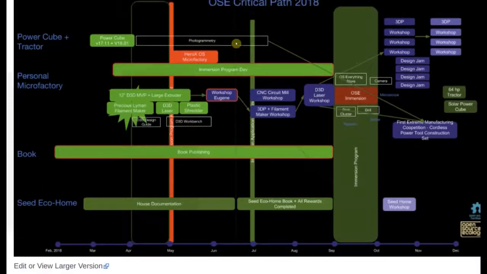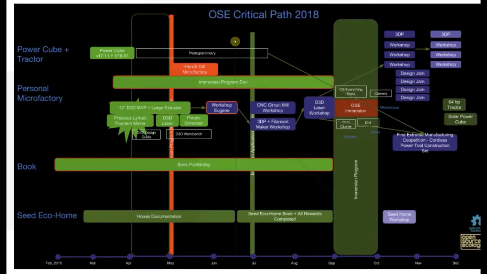And that means, let's take a look at the critical path for the immersion program. There's a bunch of stuff we have to do on the 3D printers, the filament maker, CNC circuit mill. So right now, early July, July 6th through the 8th, I talked to Shane, we're confirming that as the CNC circuit mill workshop, where we've got good results on that.